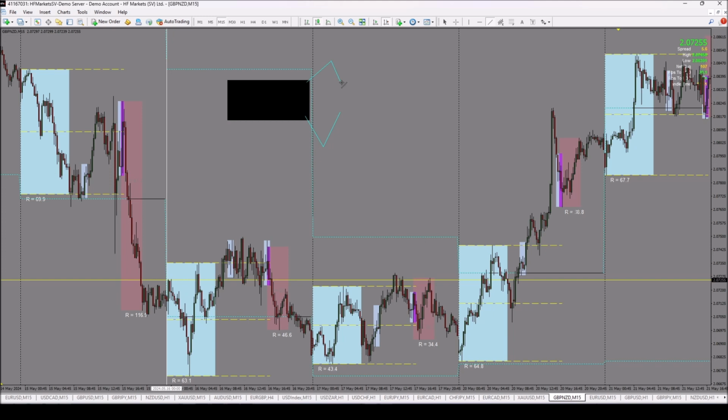So if we get a candlestick reversal pattern within the session changeover phase, it means we can enter the market right away on that particular candlestick reversal pattern.